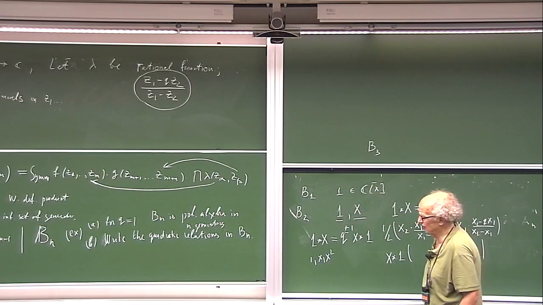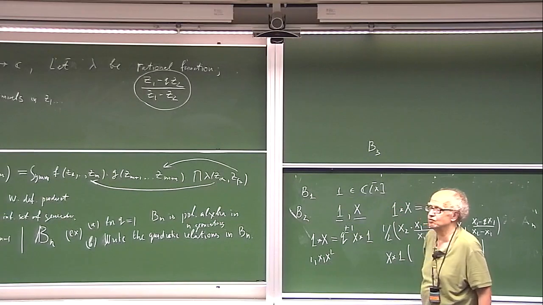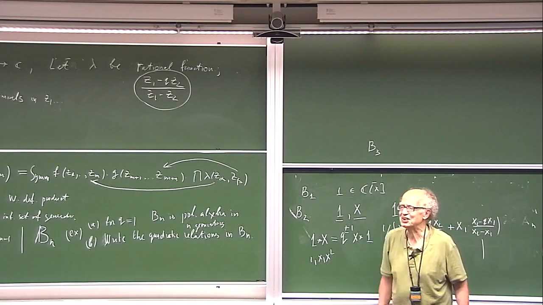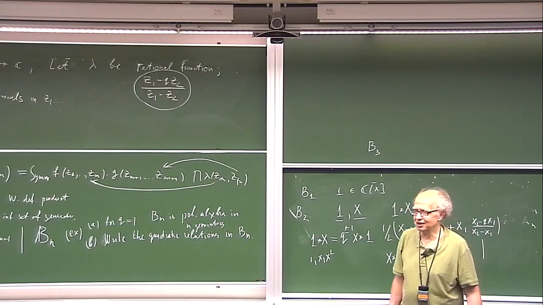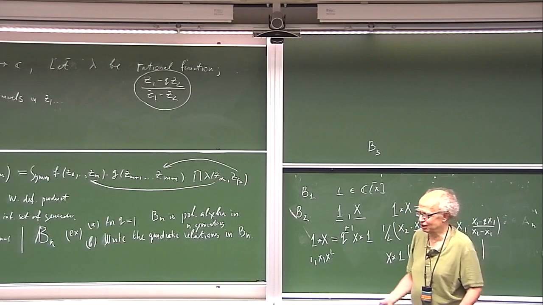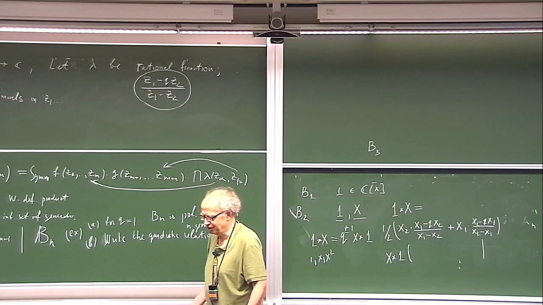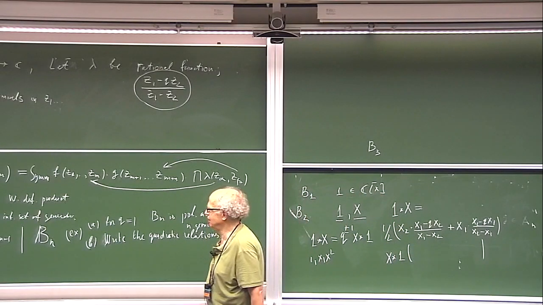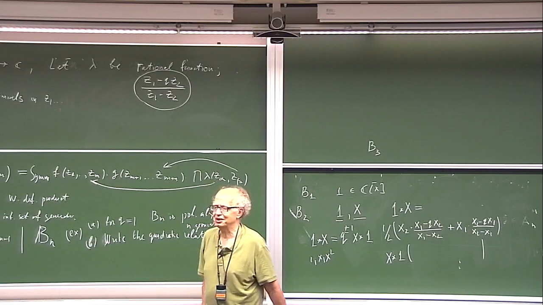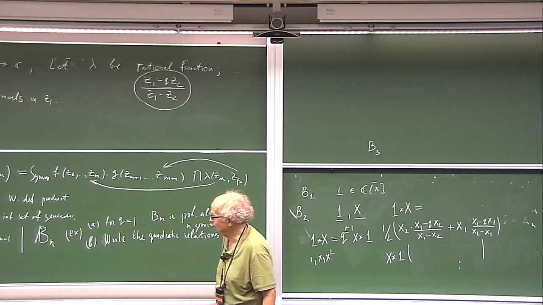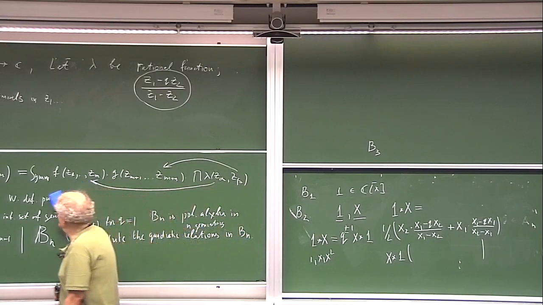People never did it. Let us first do it for B_3 and finish the calculation for B_2, and then do it in general, and just write it down in some concise form. It's possible to write them down in rather good form. Okay.